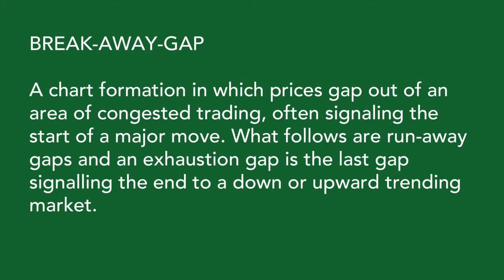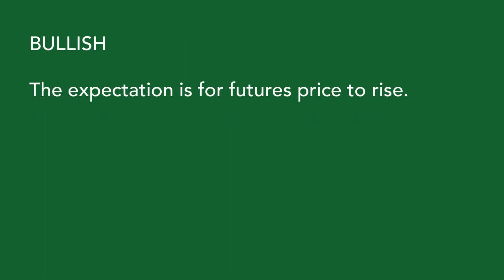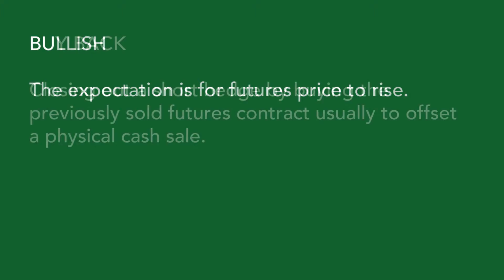Breakaway gap, we talked about this in the technical analysis part 1, 2, and 3. A chart formation in which prices gap out of an area of congested trading, often signaling the start of a major move. What follows are runaway gaps and then the exhaustion gap. The exhaustion gap is the last gap signaling the end to a down or upward trending market, and that's when you start to pull the trigger and call the top. Bullish, the opposite of bearish, the expectation is for future prices to rise.